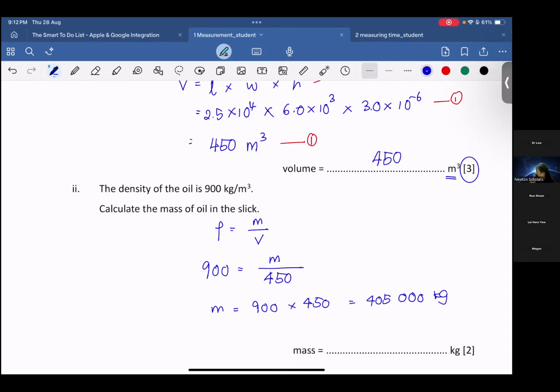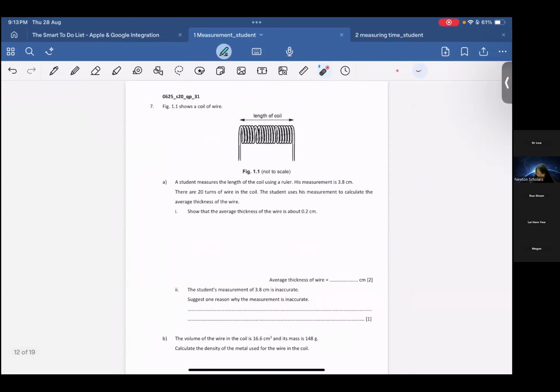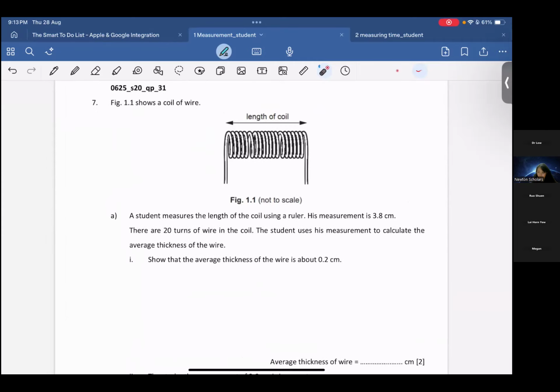Okay, careless. So if you write the working steps like this, after that you come back and do the calculation and checking your answer is much easier. So you have to write the complete way, okay. So boys and girls, we go to question number 7.